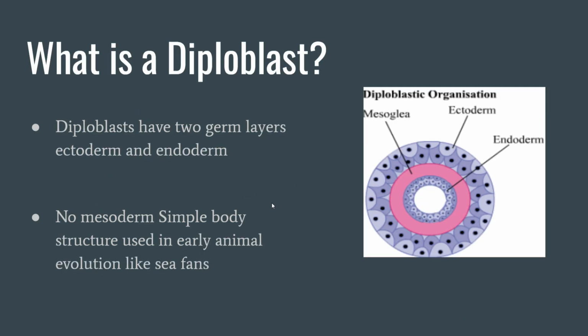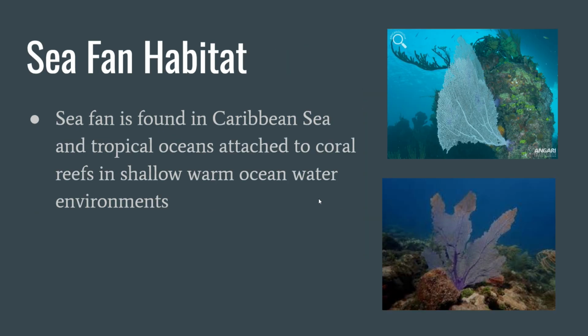So, what is a diploblast? Diploblast animals have two germ layers called ectoderm and endoderm, as you can see here. But they do not have a mesoderm. Because of this, their body structure is simple compared to more complex animals. Sea fans are an example of a diploblast.